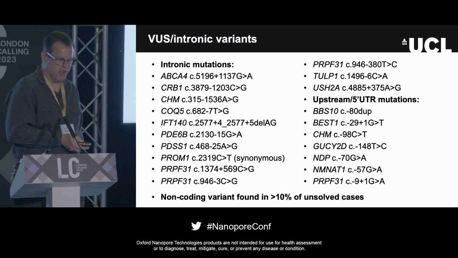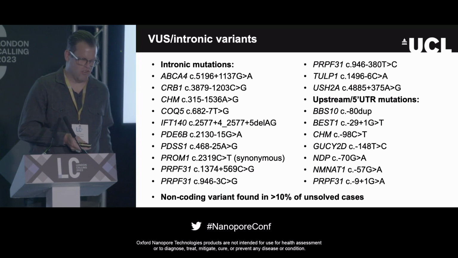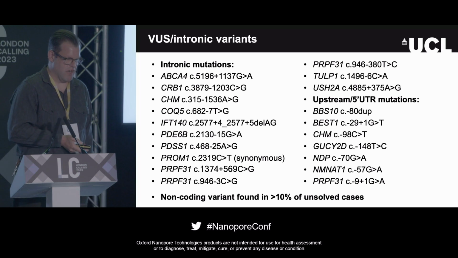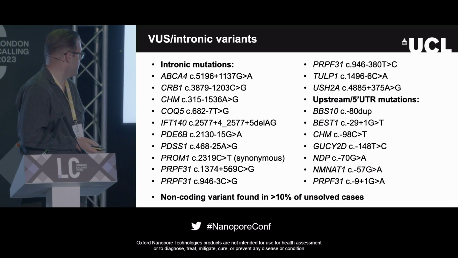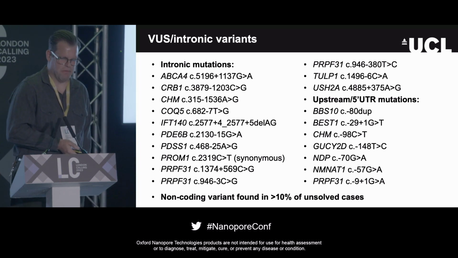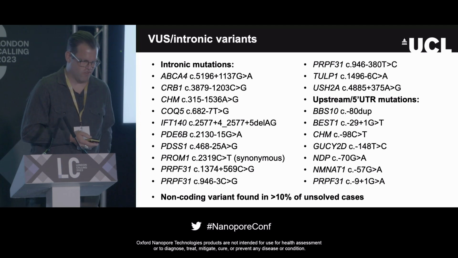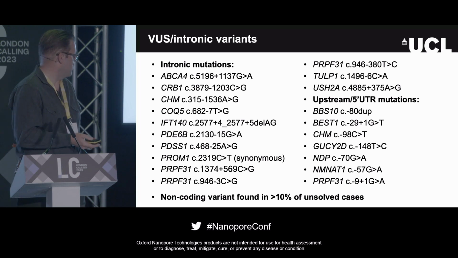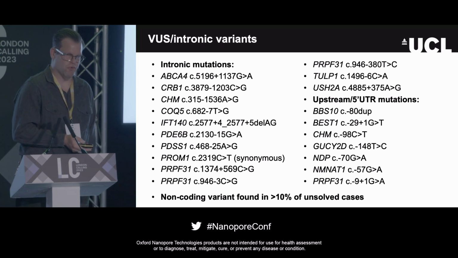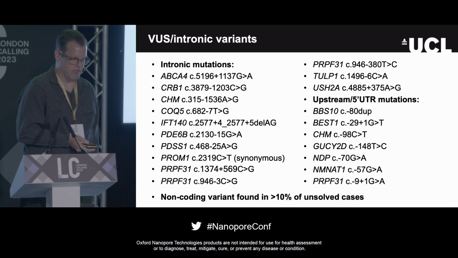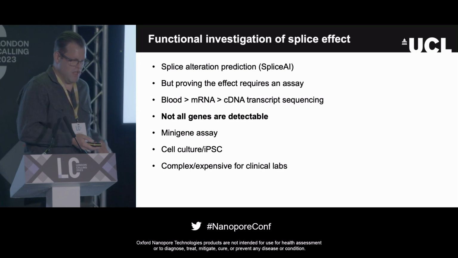And so the last thing I'll talk about then is these variants of uncertain significance. So these are some examples of intronic and upstream variants in retinal dystrophy genes that we suspect are affecting splicing. And we're able to characterize these variants in our lab now with nanopore sequencing, not necessarily long reads for this application. And we think variants like this are responsible for somewhere in the region of about 10% of the disease alleles that we're seeing. So how do we do this?